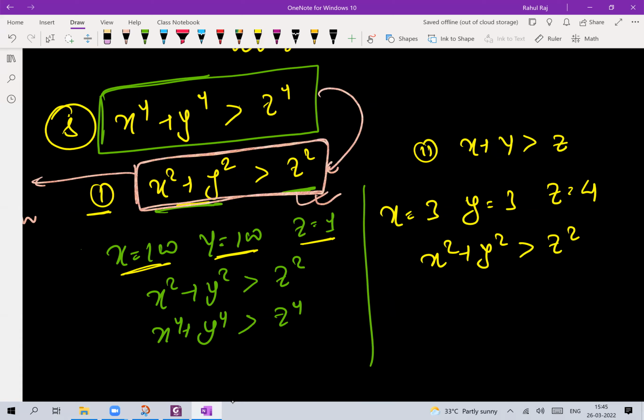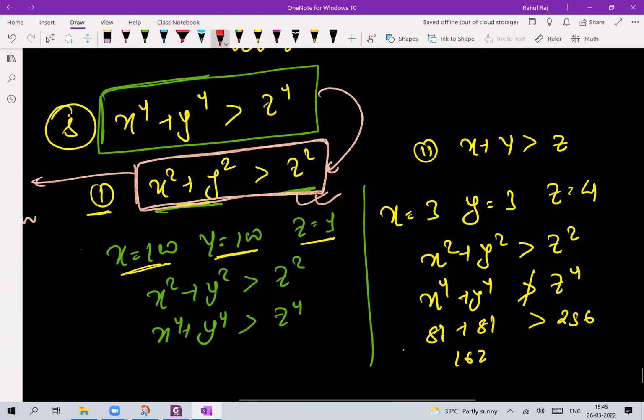I have a statement that is satisfied. But now for the same values, is x^4 plus y^4 greater than z^4? So what is this? 3 to the power 4 is 81. This is 81. Do you think 81 plus 81 is greater than 4 to the power 4? This is 256, and this is 162. So this is not greater, right?